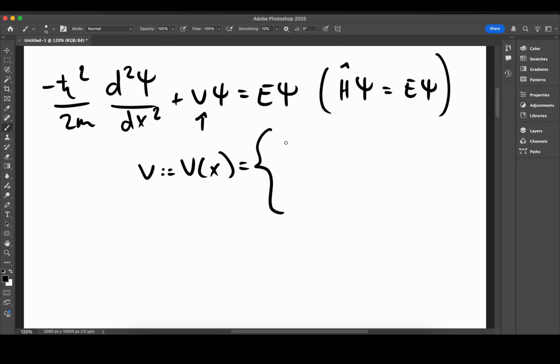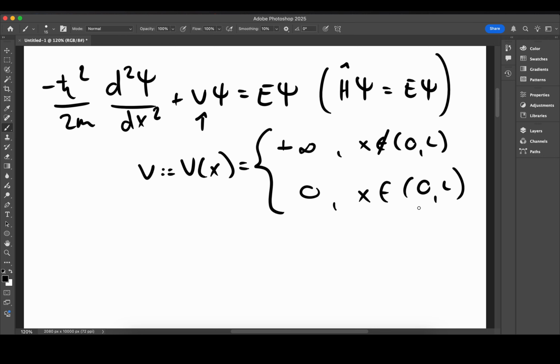I'm going to say that it is plus infinity for x not in the well. We'll call that 0 to L. I say that it's 0 for x in the well. All right. So at this point, we have our potential function and the equation we're trying to solve. It's a second order differential equation. First, we're going to solve for the wave function, and then the energy eigenvalues.